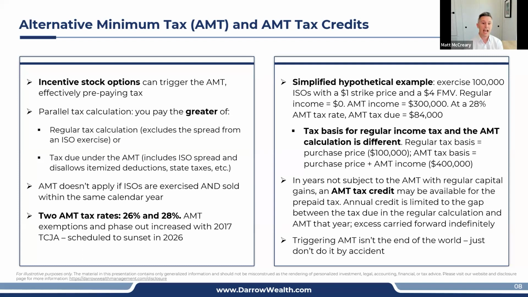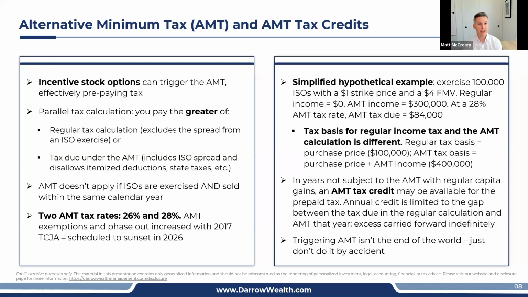Under AMT, the tax due includes the spread and disallows itemized deductions. So that is important to note when thinking about AMT. You do not have an opportunity for itemized deductions here. There are two AMT tax rates to think about, 26% and 28%. AMT exemptions and phase outs were increased with the 2017 Tax Cuts and Jobs Act. However, those are scheduled to sunset in 2026, pending any future tax changes that may be enacted before then. So we will go on the assumption that they will sunset in 2026.